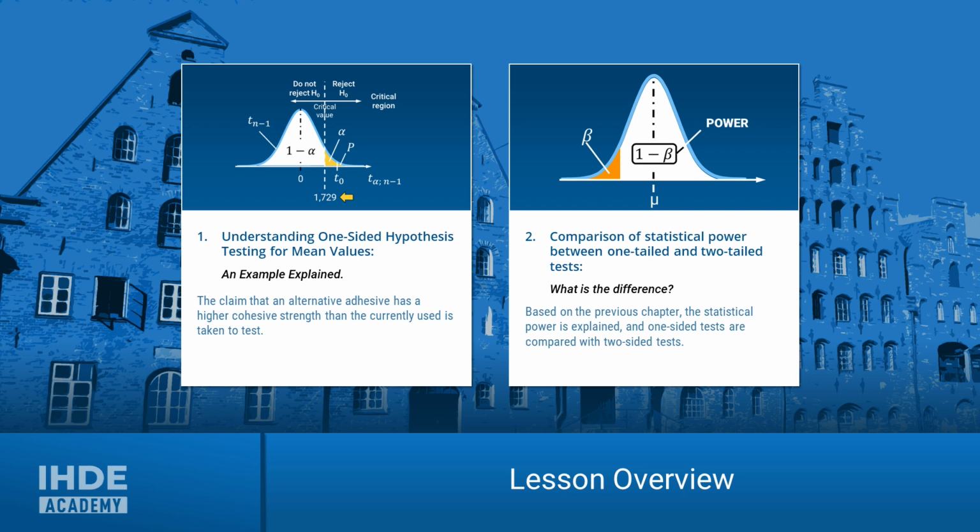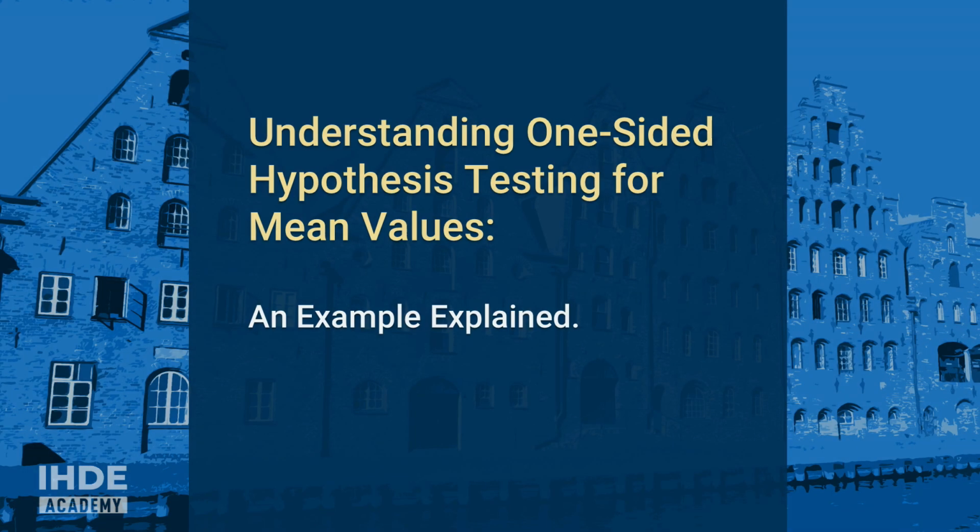The first chapter uses a case study to test the claim that an alternative adhesive has a higher breaking load. To do this, we calculate the p-value using the t-distribution. In the second chapter, we compare the statistical power of a one-tailed test with a two-tailed one. Let's start with a hypothesis test for a mean using the example of a one-tailed test.